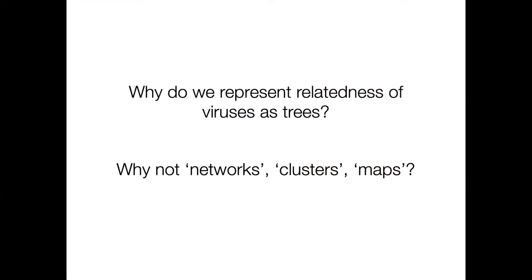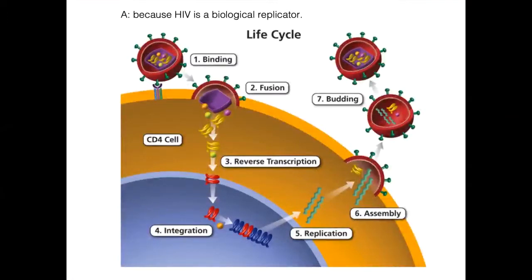When other forms of relatedness, so for example, if you think about social relatedness, we talk about social networks. When we look at similarity between individuals, we create clusters. And when we look at, for example, the distance between geographical locations, we use maps. So why is it that we tend not to use networks, clusters, and maps for viral genetics, but we instead use trees? And the answer is simply because HIV is a biological replicator.